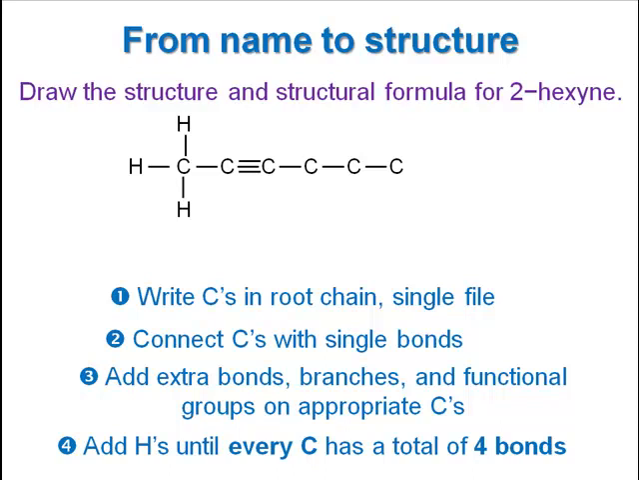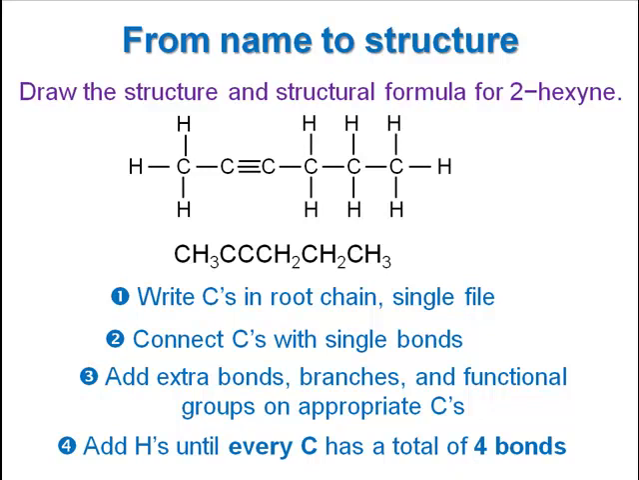The next one, how many bonds does this carbon have? Already got 4. 1, 2, 3, 4. This one has 4, so they're happy. This one here has got 2, so it would need 2 more. And so on and so forth. And then you write it in order. CH3, this is the structural formula. CH2 is there, CH2 is there, CH3 is at the end.